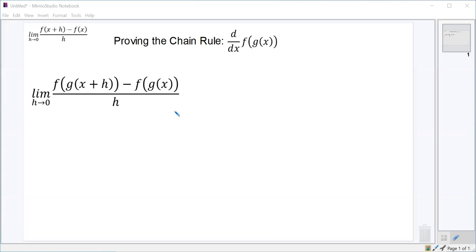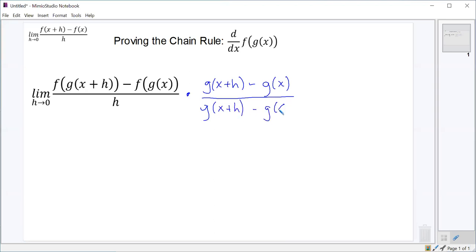And similarly to how we proved the product and the quotient rule by adding and subtracting a single term into the numerator, effectively adding nothing to it, we're going to do something similar, except instead of adding nothing, we're just going to multiply it by 1. And the 1 that we're going to multiply it by is g of x plus h minus g of x over g of x plus h minus g of x. Since anything divided by itself is 1, we can just multiply by that fraction, and it doesn't fundamentally change the limit that we're looking at here.